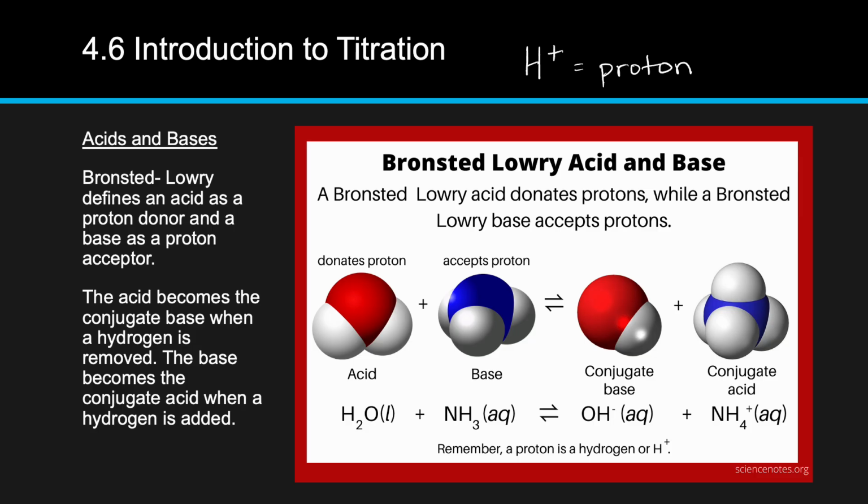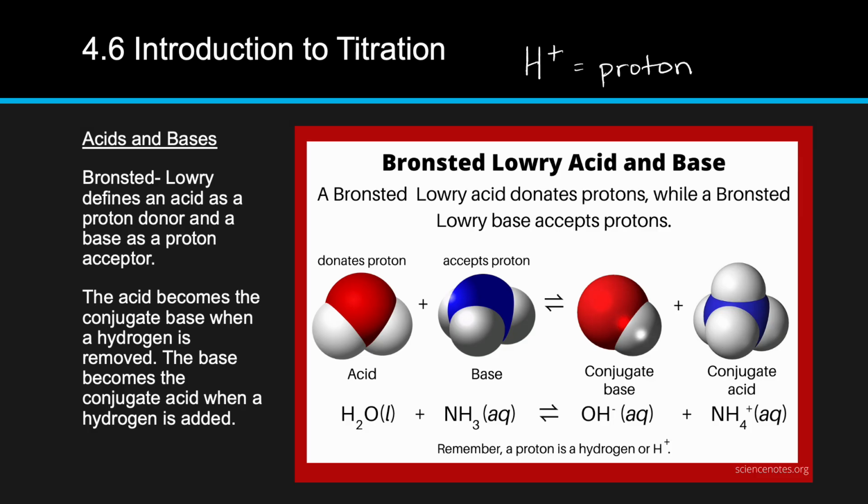In the example shown, water is acting as the acid because it donates a proton to ammonia. Ammonia is acting as the base because it accepts that proton. Once the acid donates the proton, it becomes what we call the conjugate base. And once the base accepts the proton, it becomes the conjugate acid. So in this reaction, water is donating the proton and it becomes OH minus, the conjugate base. And NH3 accepts the proton and it becomes NH4 plus, the conjugate acid.